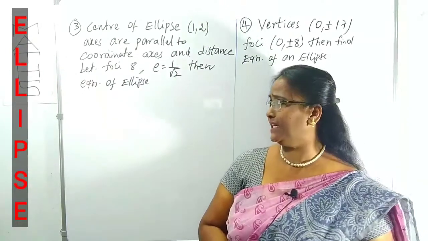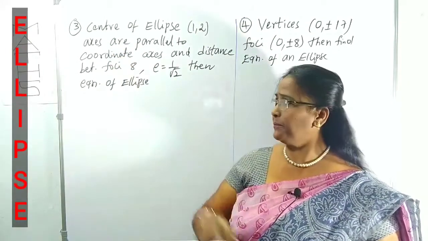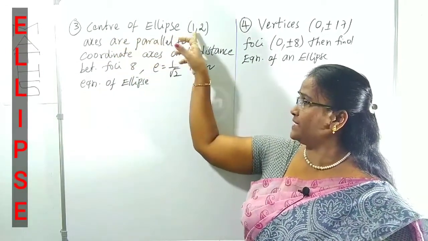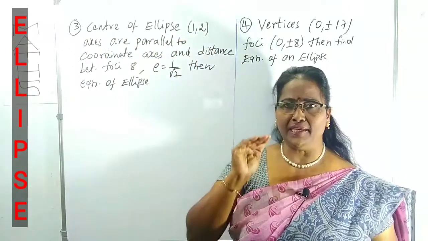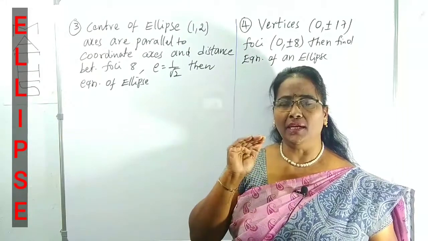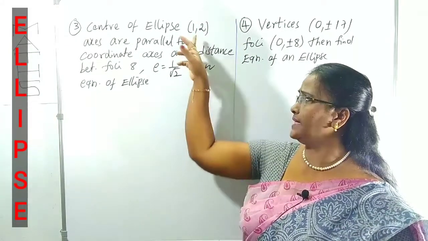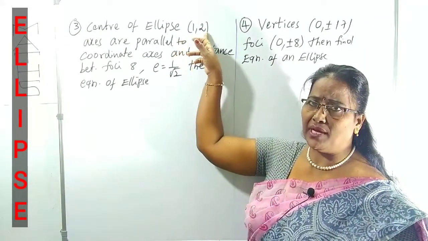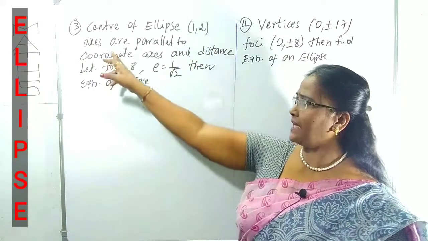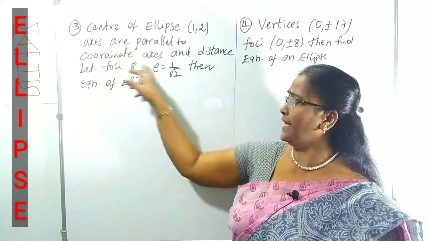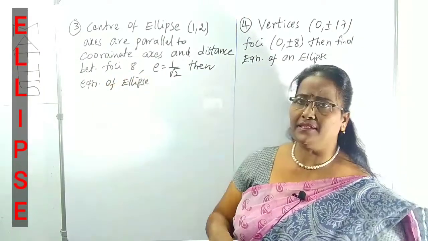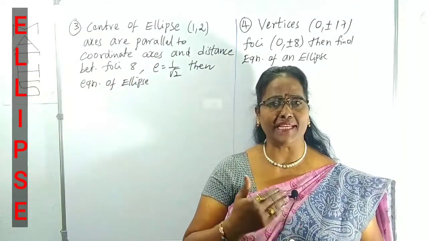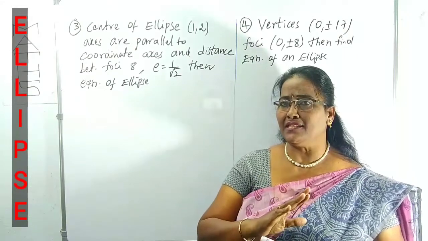What is the given data in question number 3? The center of the ellipse is 1 comma 2. It's not at 0, 0. In that case, the axes are parallel to the coordinate axes. The center we can take as 1 comma 2, as (h, k). The axes are already mentioned as coordinate axes, and the distance between the foci is 8. The distance between the foci is given as 8. Distances never change.